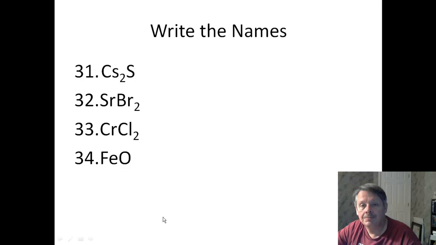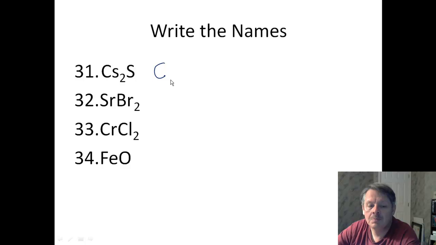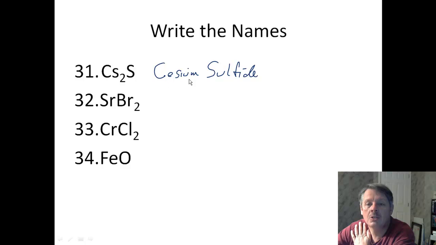Alright, on to my next couple. Write the names of these guys. Cesium and sulfur. Well, that would be cesium. Wow, that's back on the periodic table. That was tricky. Cesium always has a +1 charge, so I don't have to mess with that at all. I don't have to worry about 2s and 3s and all that. It's just cesium. It's on the periodic table in column 1 or 2. So strontium. Strontium bromide.